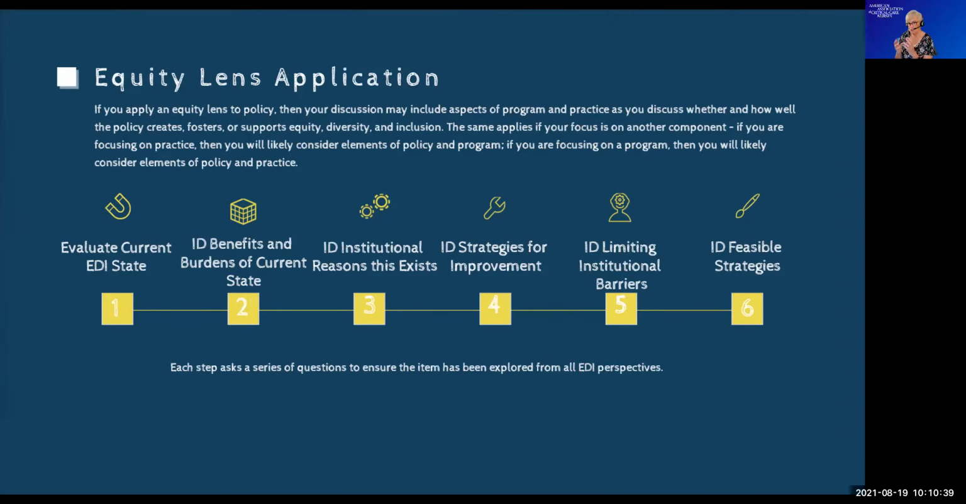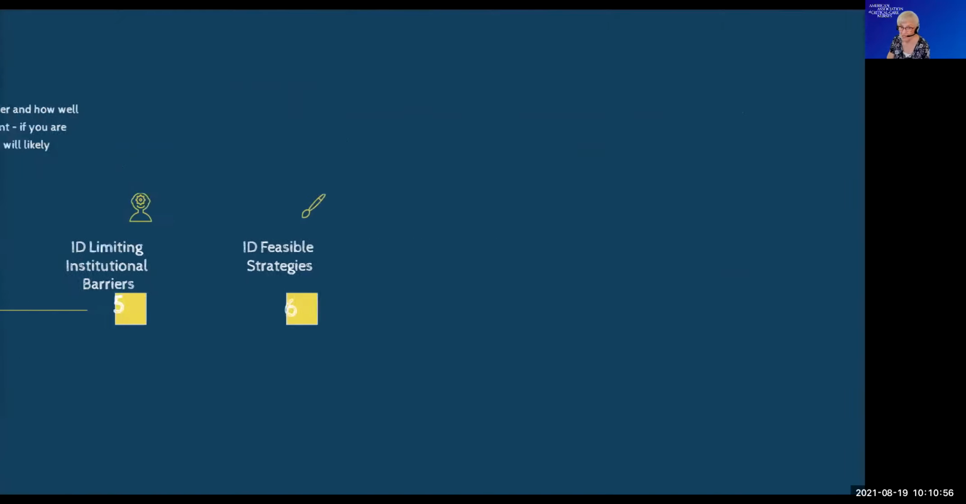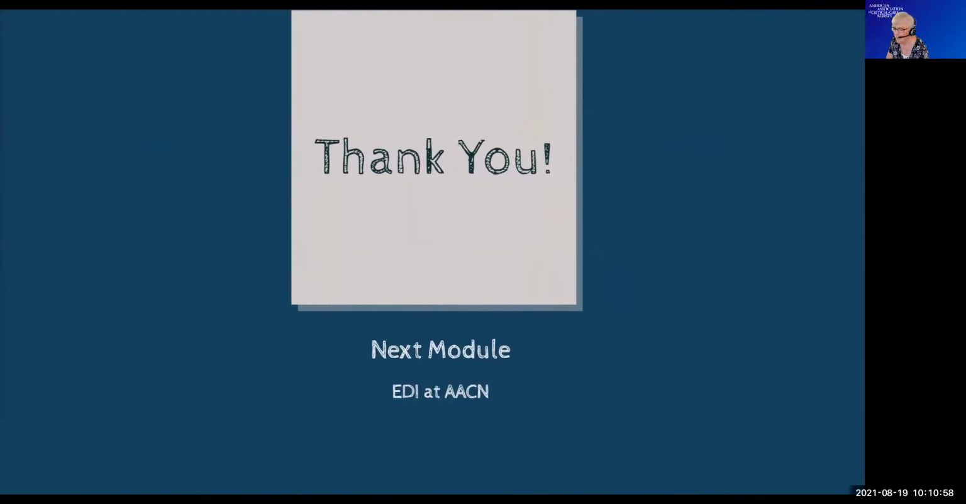And in the next module, we'll talk about how this fits in with our plan, because while we're in the beginning stages of this process, it is a process that we will be using down the line. So that's it for this short module. And next, we're just going to talk briefly about EDI at AACN. So I'll see you then.